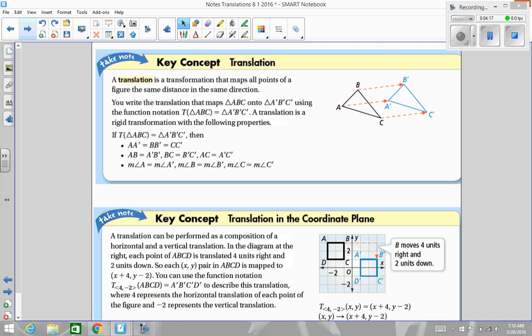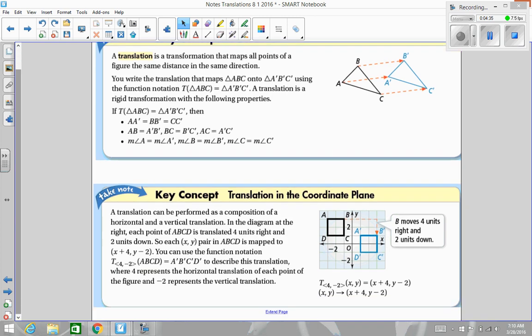We have the translation. Translation means we're mapping all the points, or moving all the points, from the original pre-image to the image, which was written on the first page for vocabulary. And so A goes to A prime, B goes to B prime, C goes to C prime. All right. And then once you have that one done, a translation has a form to it. As we look down at the bottom, it shows us that we can write a translation with a T and 4 comma negative 2.